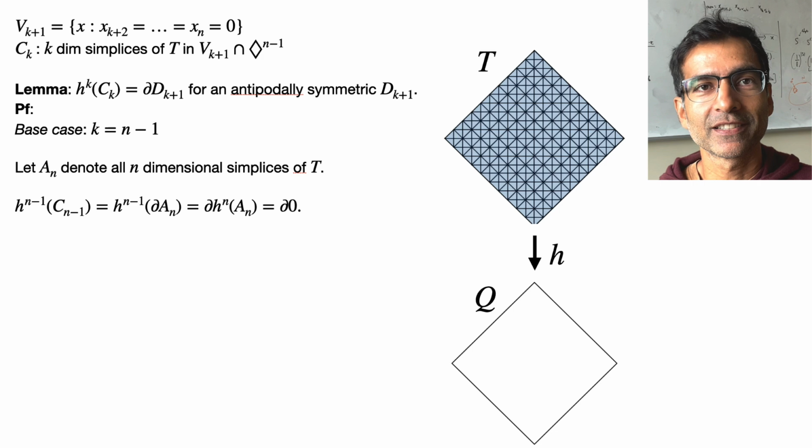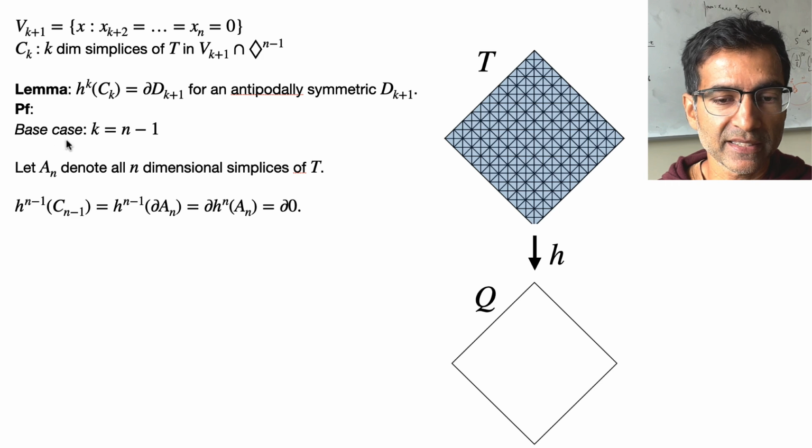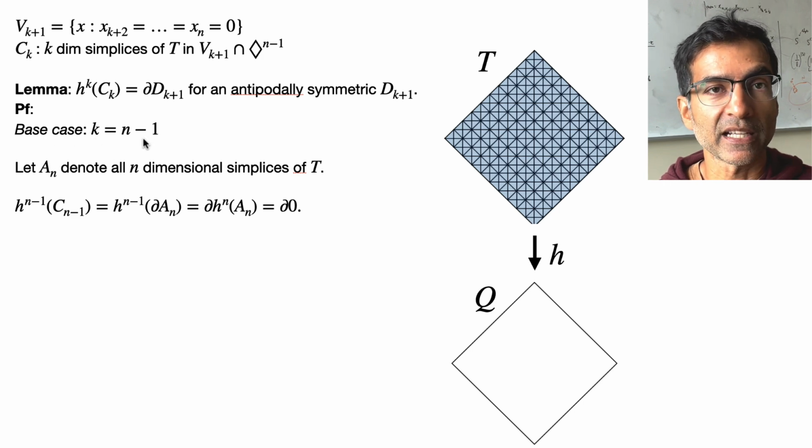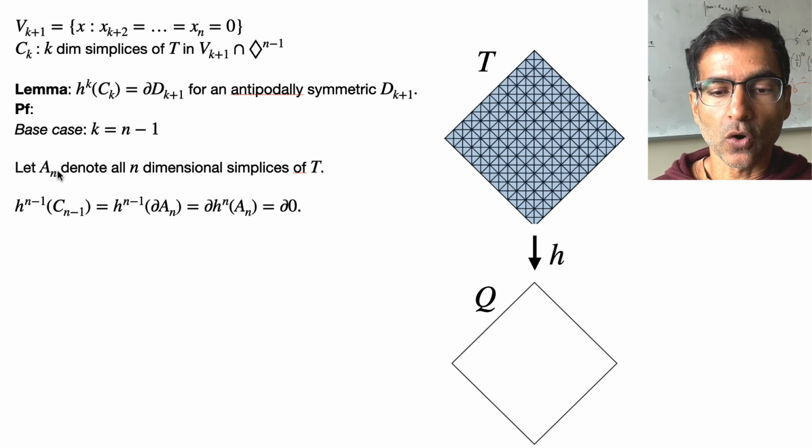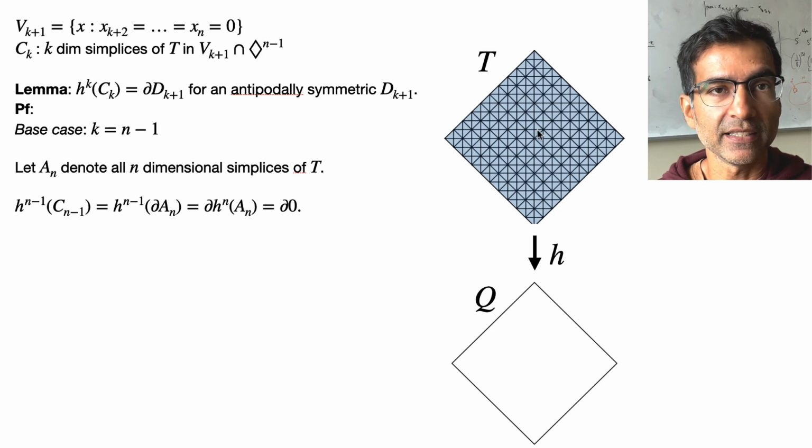So now let's return finally to the goal of proving this technical lemma. The proof is by induction. So the base case is when k is equal to n minus 1. So to prove the statement for k equals n minus 1, let a_n denote all of the n-dimensional simplices of the triangulation T. Okay.